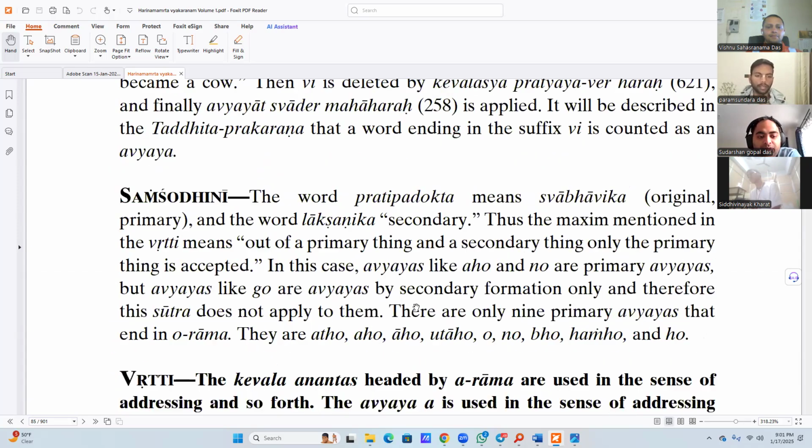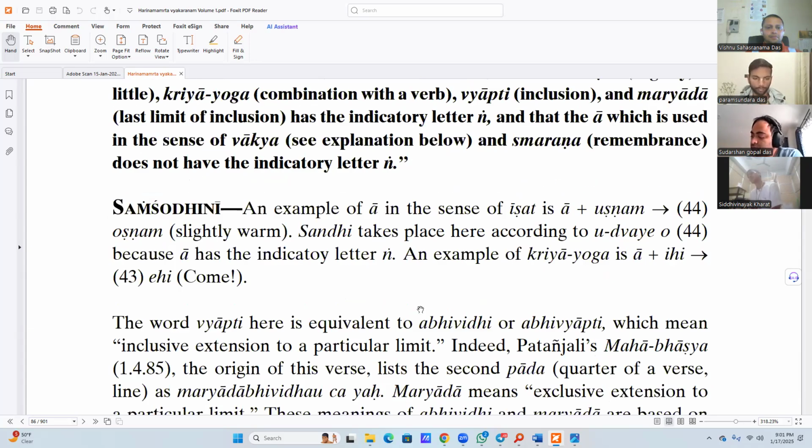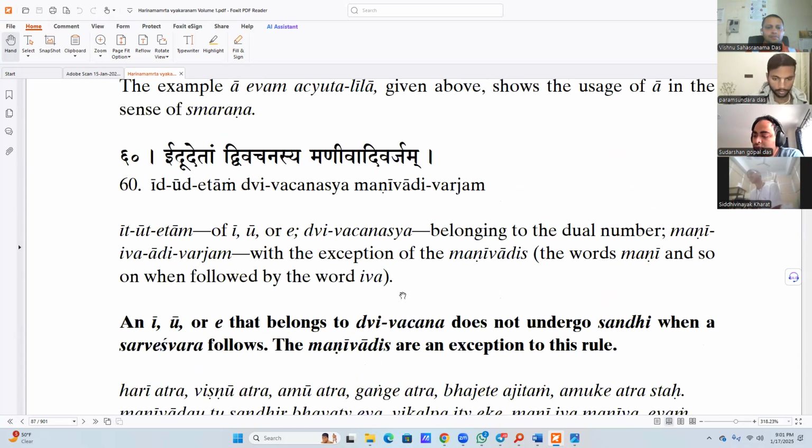Okay, then the last sutra for sarveshwara sandhi for today: Edu detam dvivachanasya manivadi varjam. Trivikrama E, Trivikrama U or A that belongs to dvivachana does not undergo sandhi. This sutra and the previous sutra are pratishedha sutras. Sangya cha, paribhasha cha, vidhi niyama eva cha, atidesho dhikarascha, and pratishedha. Those sutras which prohibit or restrict the application of another sutra are called pratishedha sutras. One kind of sutras were sangya sutras, which give names.